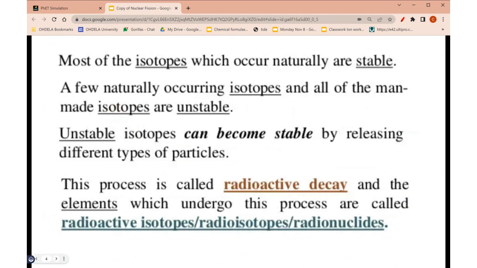So we're going to be talking about isotopes. Most naturally occurring isotopes are stable. Remember that stability has to do with the neutrons. A few naturally occurring isotopes and all the man-made isotopes are unstable. Unstable isotopes can become stable by releasing different types of particles. This process is called radioactive decay, and these unstable isotopes are called radioactive isotopes, or radionuclides.